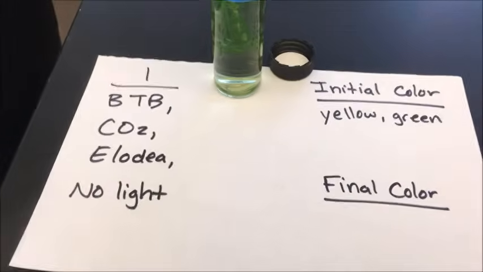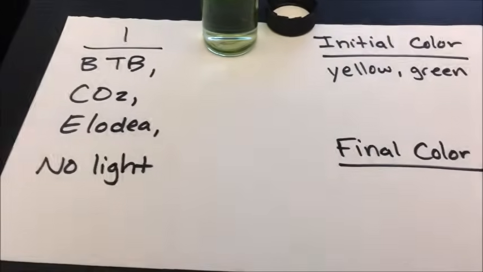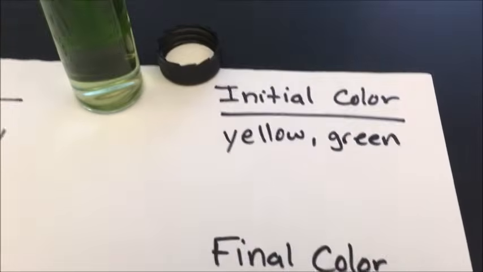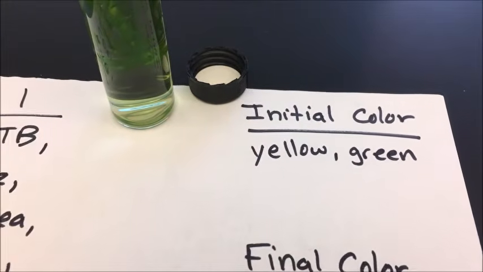Now inside tube number 1, there's bromothymol blue, carbon dioxide from my breath, and a water plant, an aquatic plant by the name of Elodea. You can see it kind of floating in there. And for the next 24 hours, I'm not going to expose it to sunlight. Right now, the initial color of the solution in there is yellow-green. We'll see what it looks like 24 hours from now.